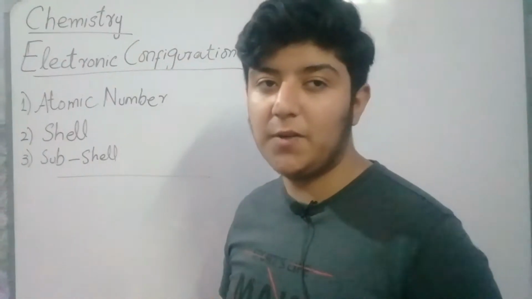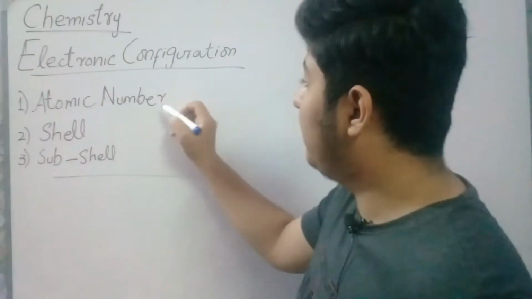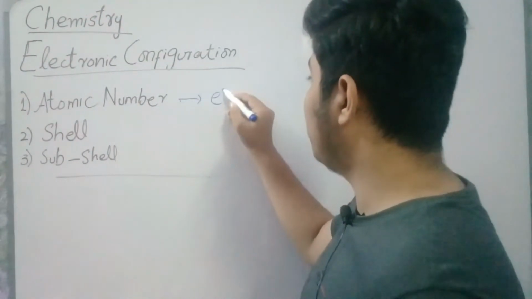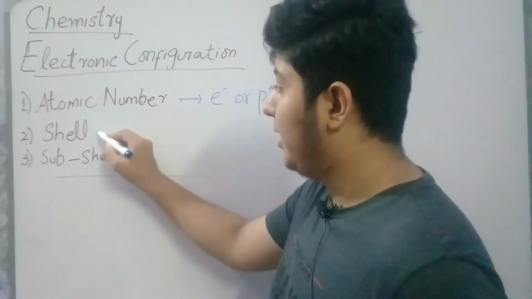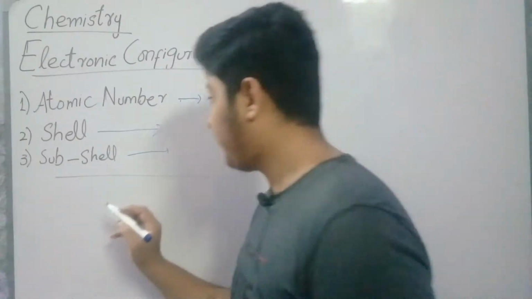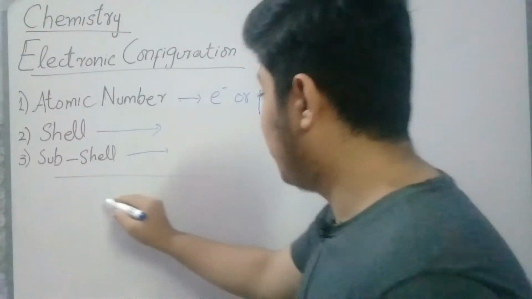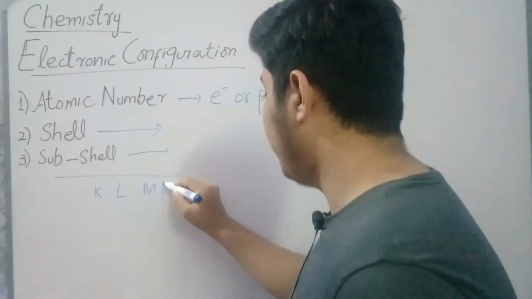Before learning electronic configuration, three most important things include atomic number, which is the number of electrons or number of protons in an atom, the number of shells, and the number of subshells present in an atom. The shells are K, L, M and N.